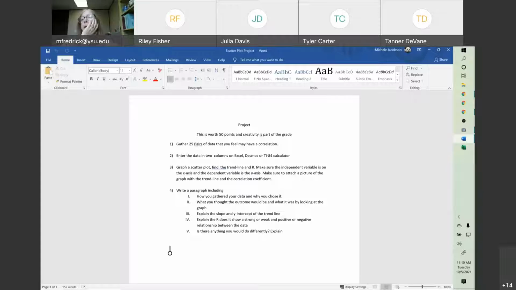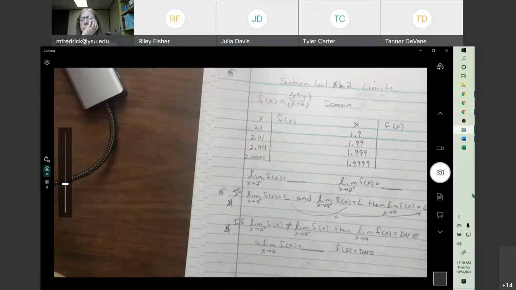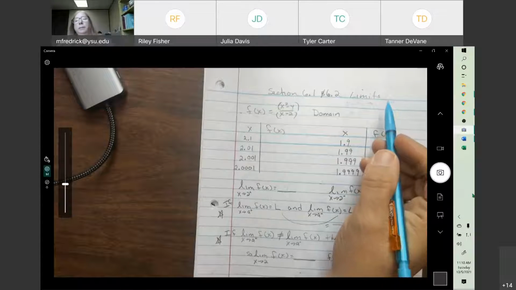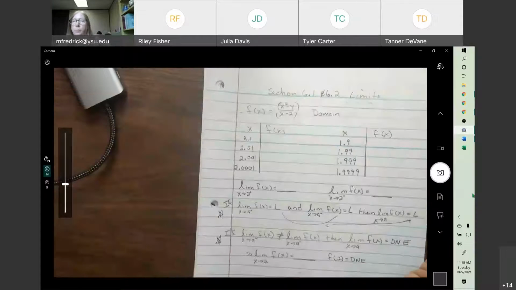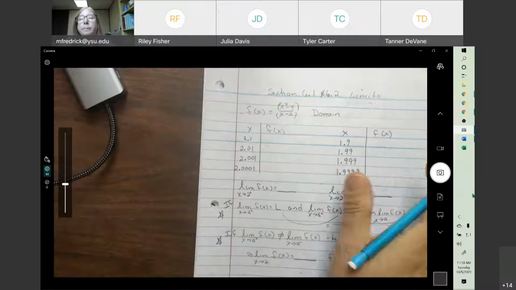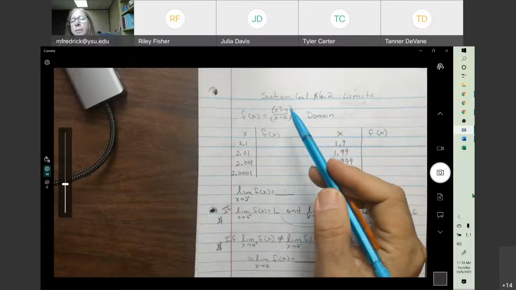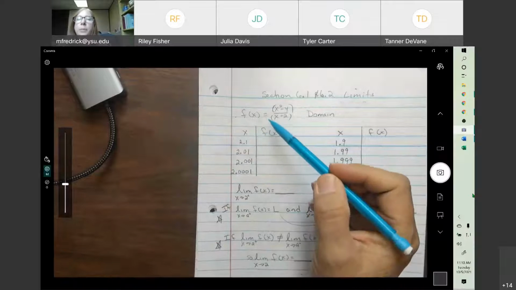Okay. Chapter 6 deals with limits and then the long form of the derivative. And so the first thing we're going to start with is looking at limits from the right and the left.